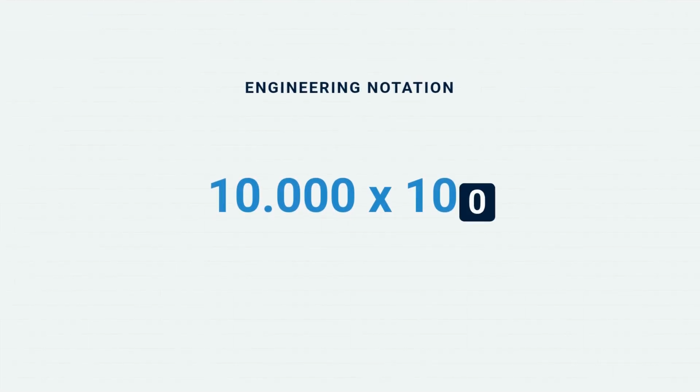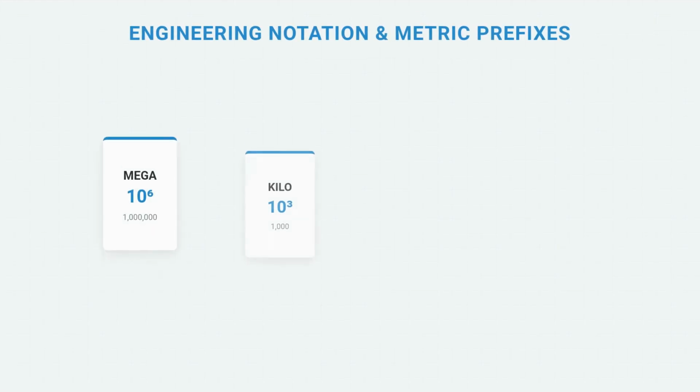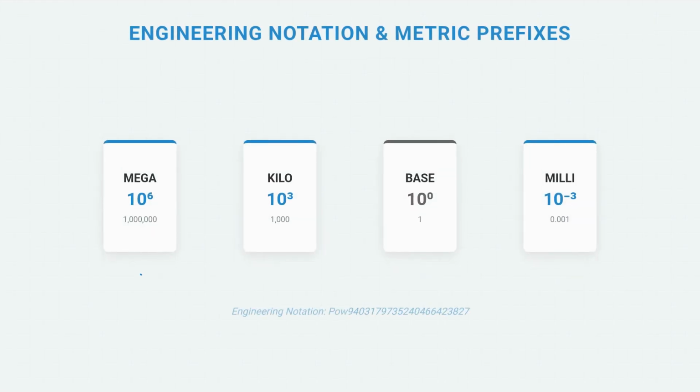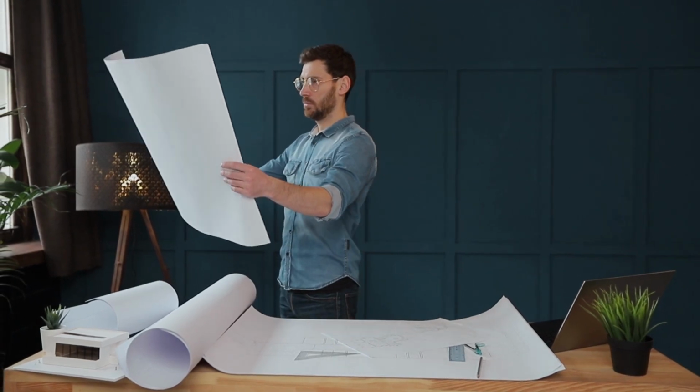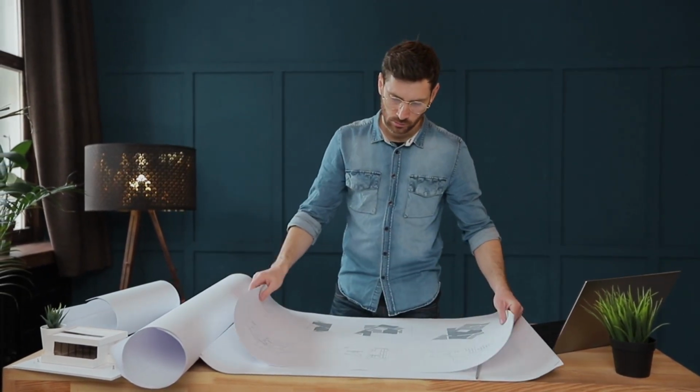The engineering notation displays 10.000 times 10 to the power of 0. Engineering notation differs by using exponents that are multiples of 3, making it easier to work with metric prefixes like kilo, mega, and milli. The decimal form simply shows 10, which is the standard numerical representation we use every day.